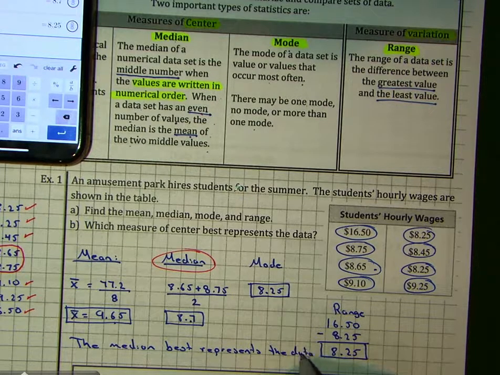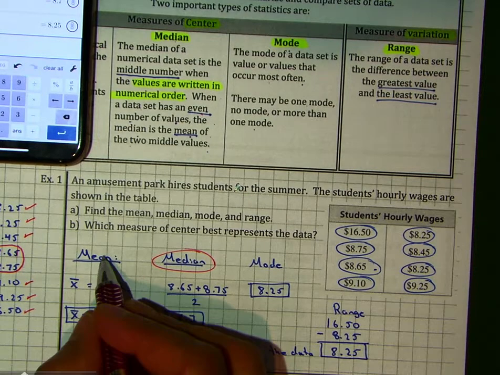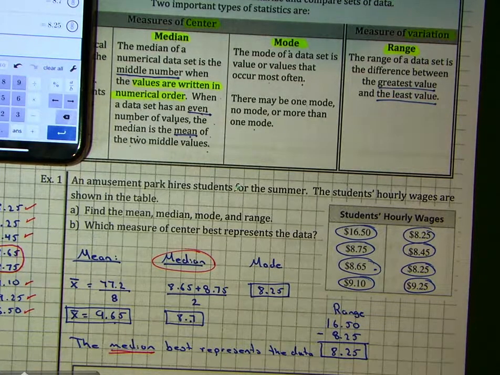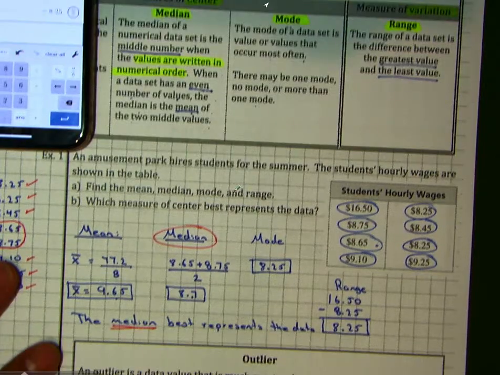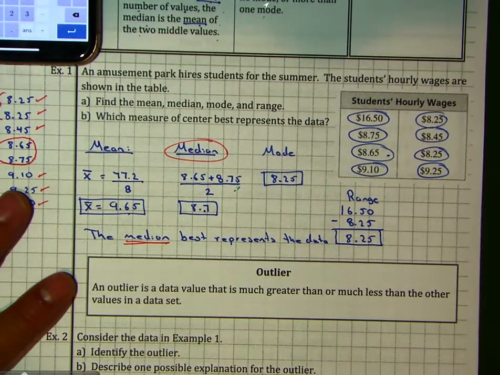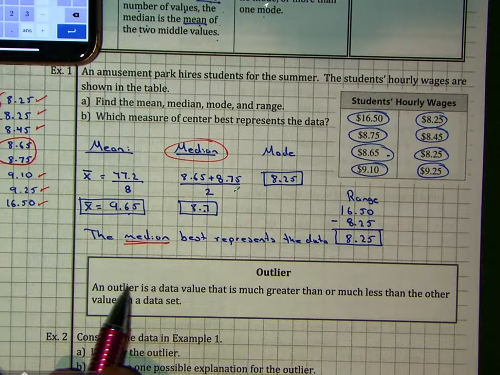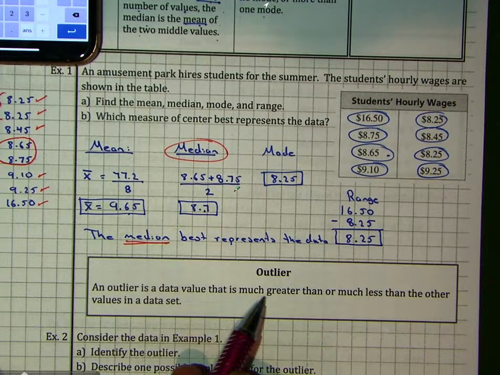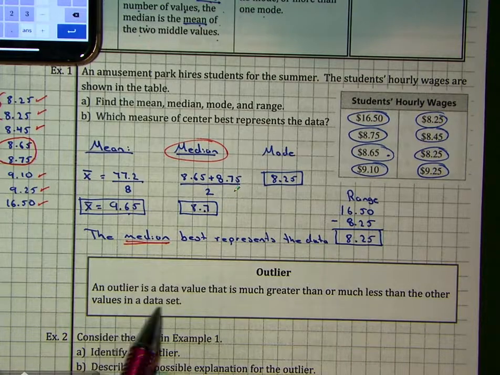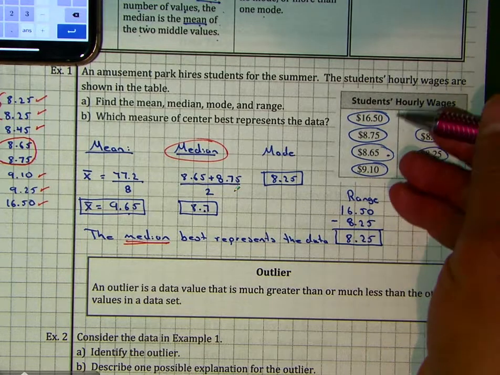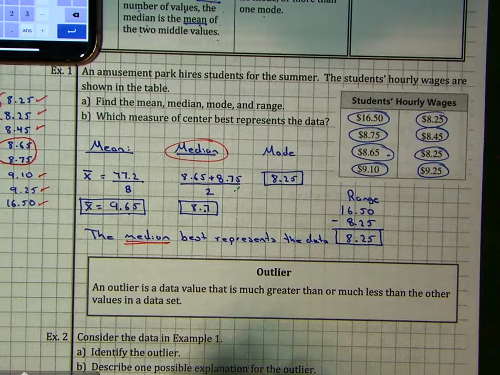So sometimes the mean will be the one that represents the data most often, but not always. And one of the reasons is right below us. An outlier is a data value that is much greater than or much less than the other values in the data set. So if you look at all the data, which one is an outlier?